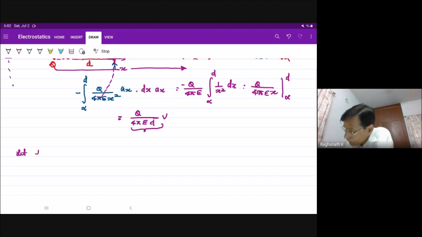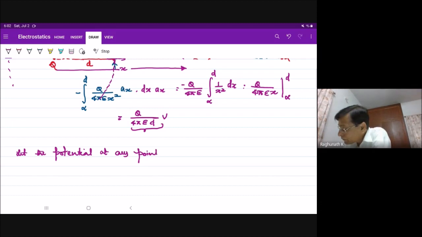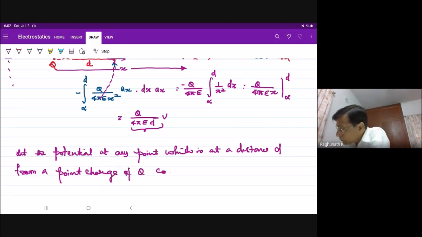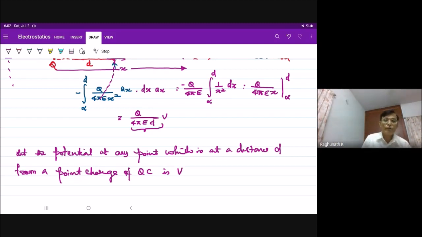Let the potential at any point which is at a distance d from a point charge of q coulombs be V, given by q by 4 pi epsilon d.